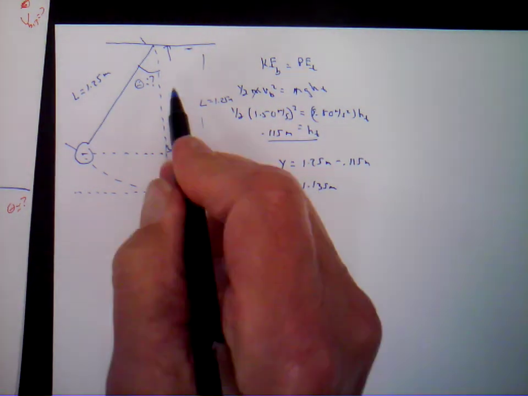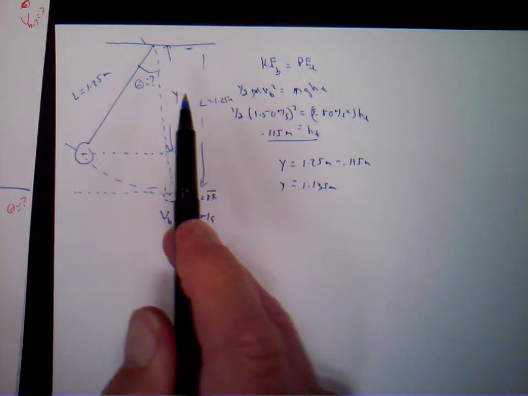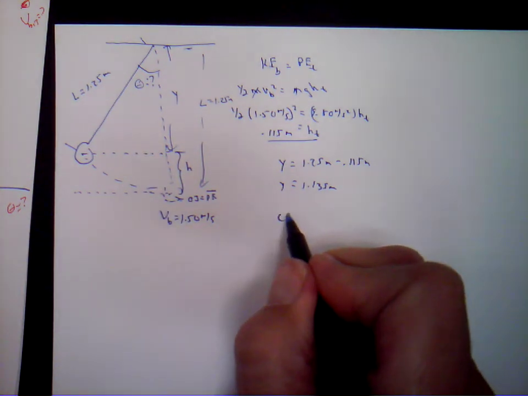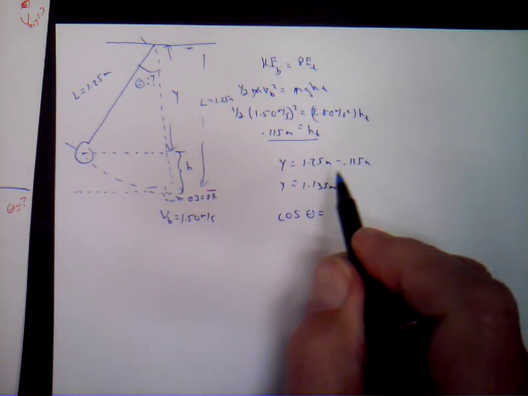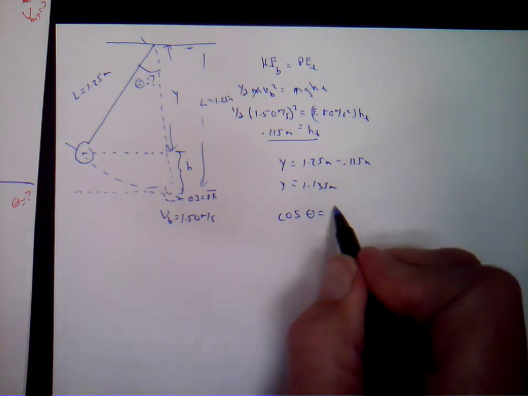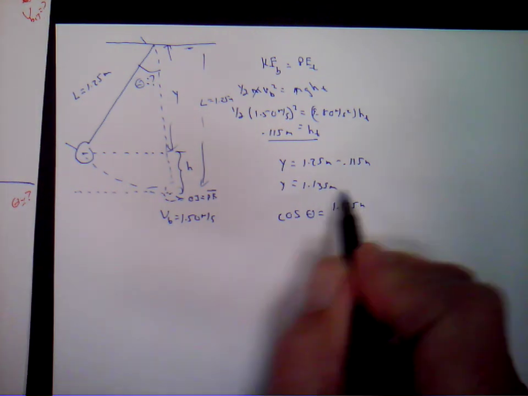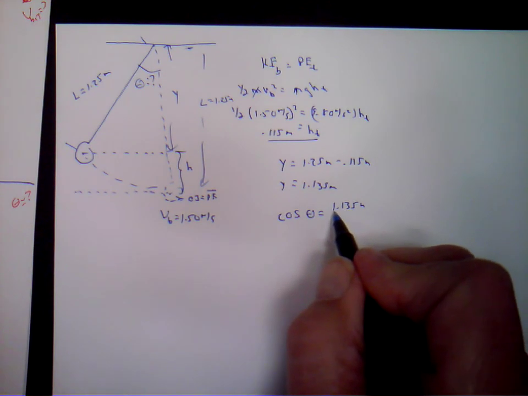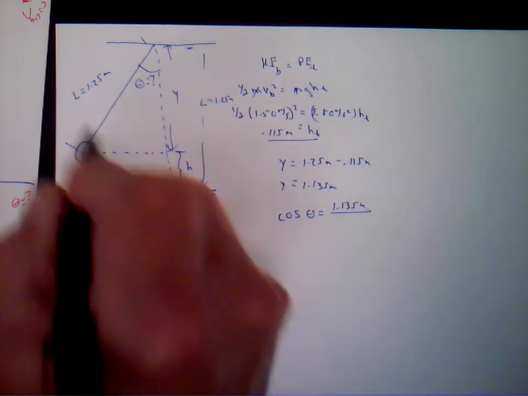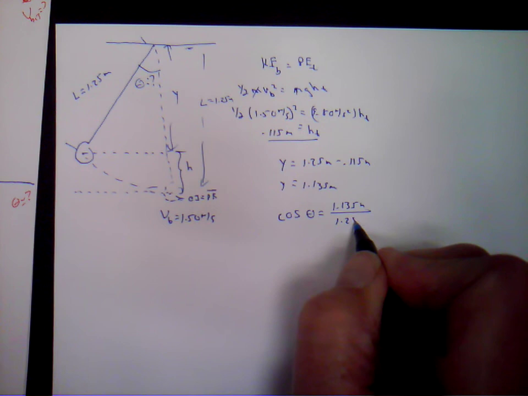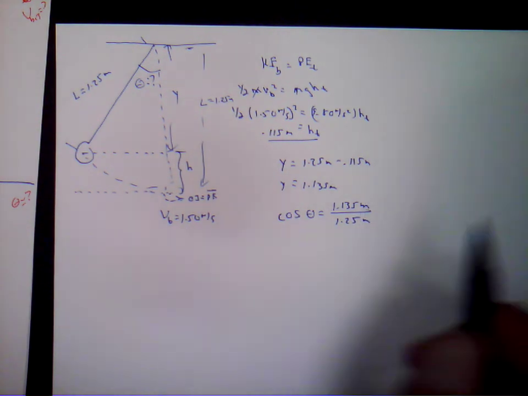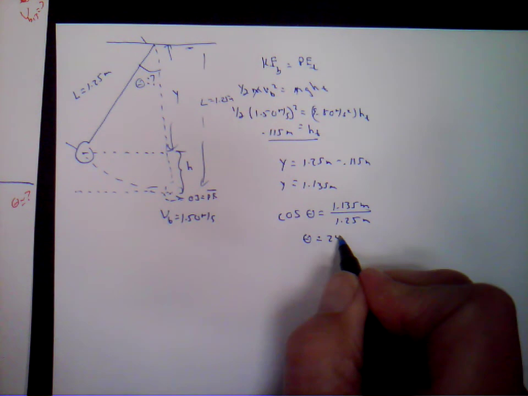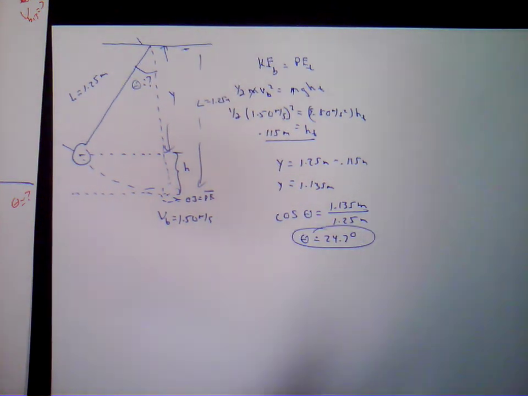Now we know this y, and we know the length, so now we can get that angle using cosine. So we now have cosine of theta is equal to the adjacent side, which is 1.135 meters. Now if you want to convert that to 1.14, you can. It won't make a whole lot of difference, maybe a little in the angle, but not much, over the hypotenuse, which is 1.25 meters. We solve this angle. Again, you should do the algebra to see if you can solve for this correctly. We get that angle to be about 24.7 degrees.